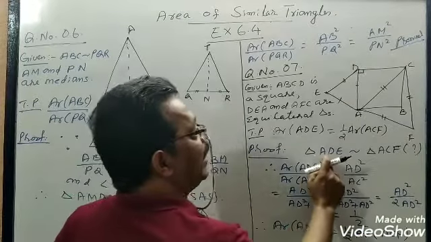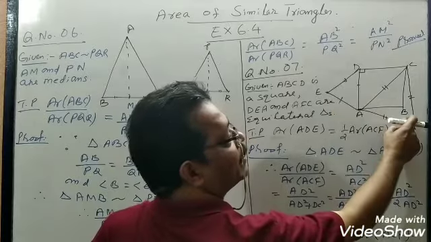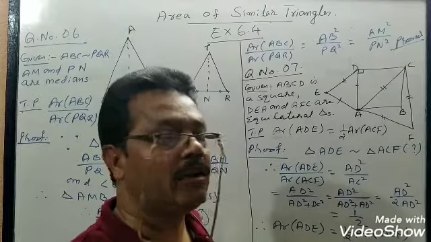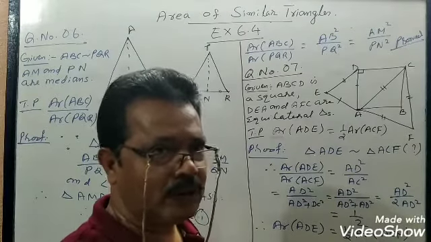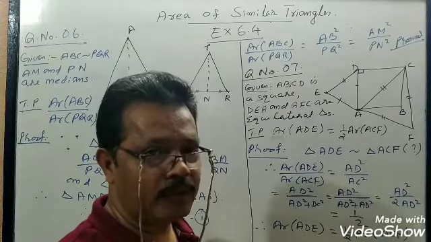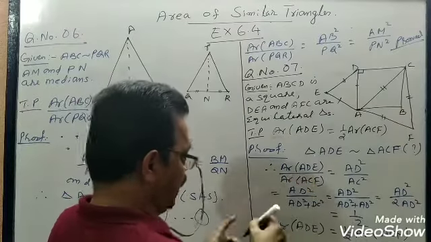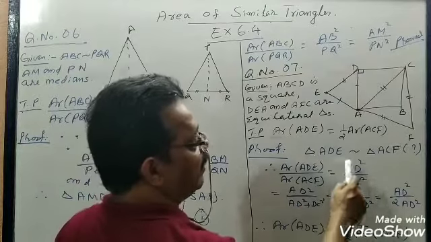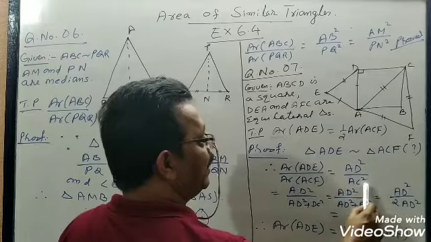Now see, triangle ADE and triangle ACF are similar. Why? Because both are equilateral triangles. Two equilateral triangles are always similar. I have told you this in the beginning of the chapter. Two equilateral triangles are always similar because their sides ratios will be equal, or their angles are also 60 degree. In that way also we can prove that two equilateral triangles are always similar. Therefore, area of triangle ADE by area of triangle ACF equal to corresponding sides. We can take any side. All sides are corresponding only in equilateral triangles. So we can take AD square by AC square.